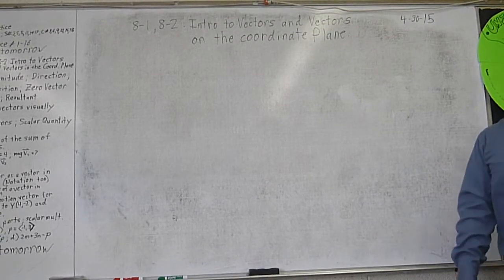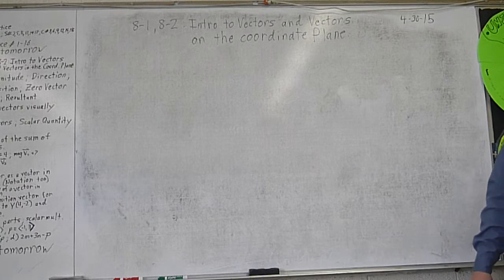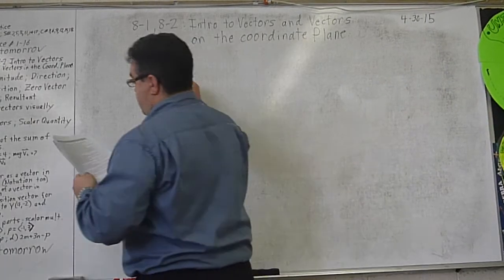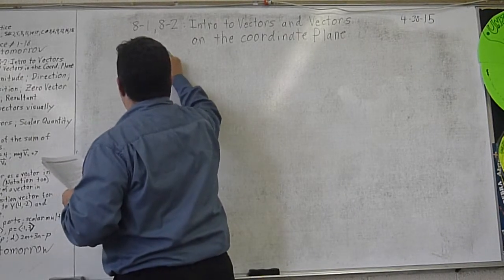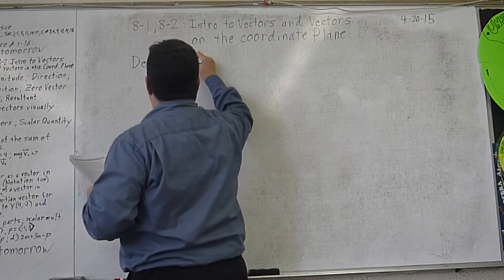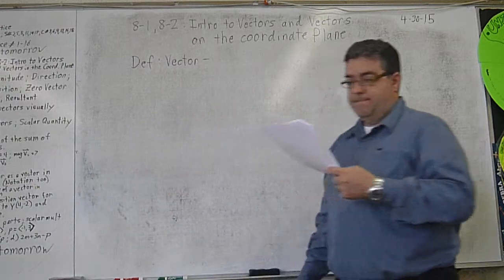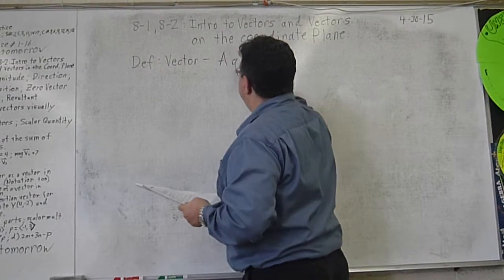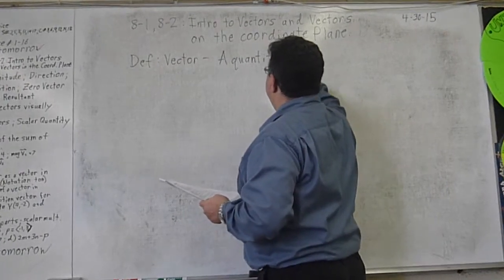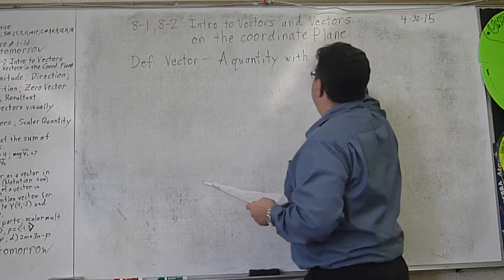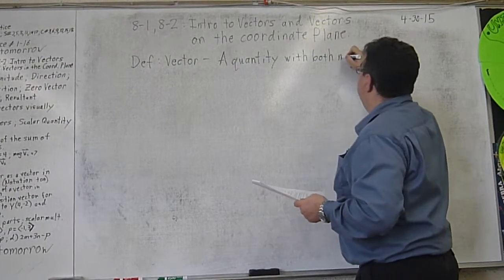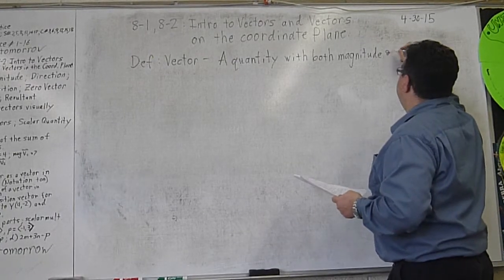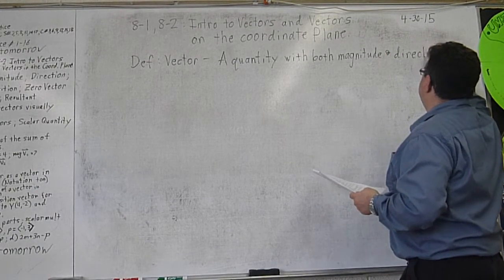And this is mostly going to be a lot of definitions, because it's an introduction to all this. So, we're going to define a vector. A vector is a quantity with both magnitude and direction.